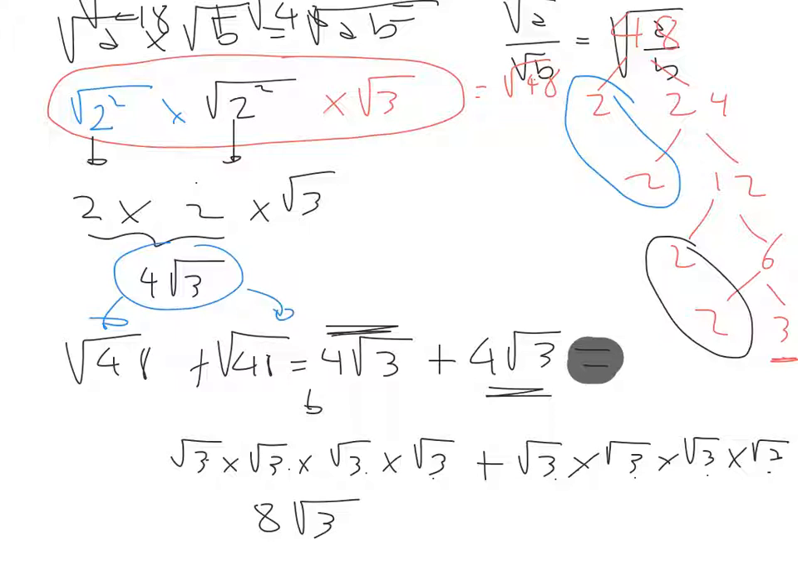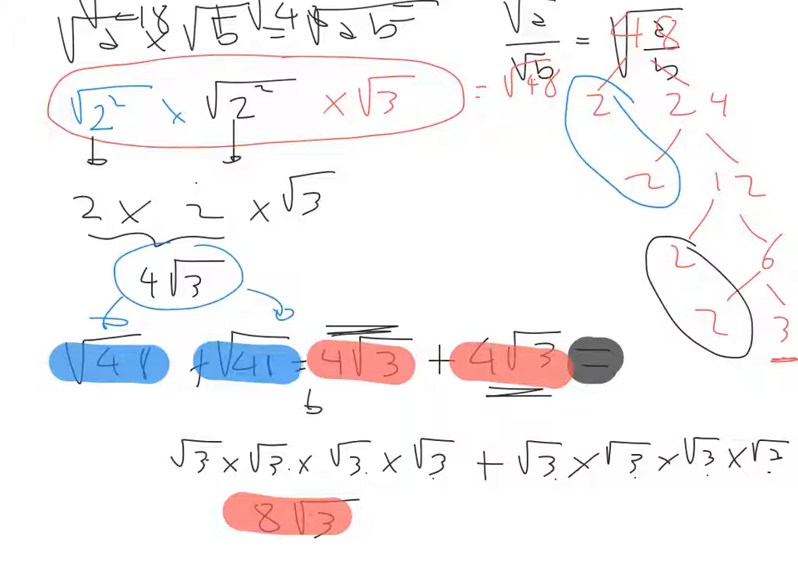So this is actually the solution that we are looking for. 8 square root of 3 is equal to 4 square root of 3 plus 4 square root of 3. And 4 square root of 3 is square root of 48. We can say the square root of 48 plus square root of 48 is equal to 8 square root of 3. Hopefully this video helped you, and I'll see you in class.